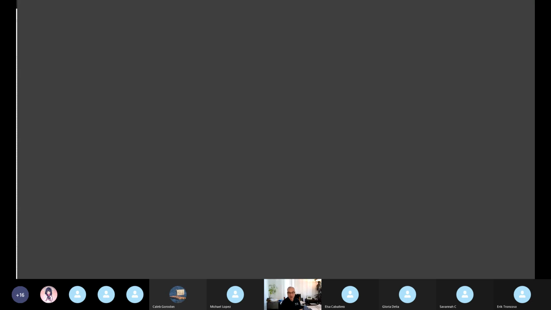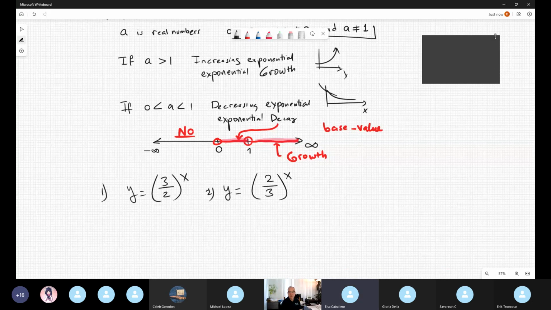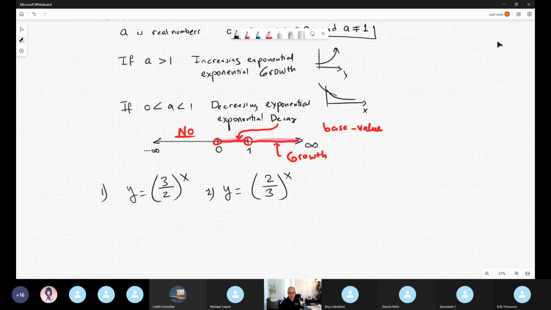Okay, there's no idea. Nobody has an idea what it is? Is it exponential or no? Number 1 question. Yes. Both? Yes, I think so. Remember, the only restriction is that the base is non-negative. If it's positive, it's okay. And what is growth or what is decay?